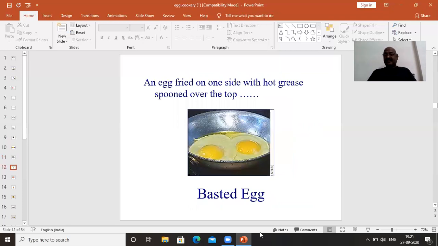And basted egg. The basted egg means the basting sound will come from the egg yolk. The egg yolk will give some kind of basting sound and bubbling, and it will cook only one side. So the egg yolk will be a little more cooked than the sunny side. That is known as a basted egg.